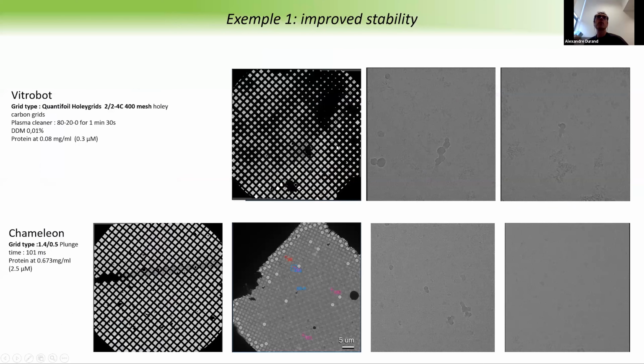Okay, that looks nice on paper, but does it actually work? I'm sure you have this question. And the short answer is yes, it works. For some cases, we have seen improved stability of the sample. If you compare, for example, in this particular case, the Vitrobot to the chameleon, the user spotted that a lot of aggregation was visible with the Vitrobot and could not be observed with the chameleon. So we have improvement of sample quality under the microscope.